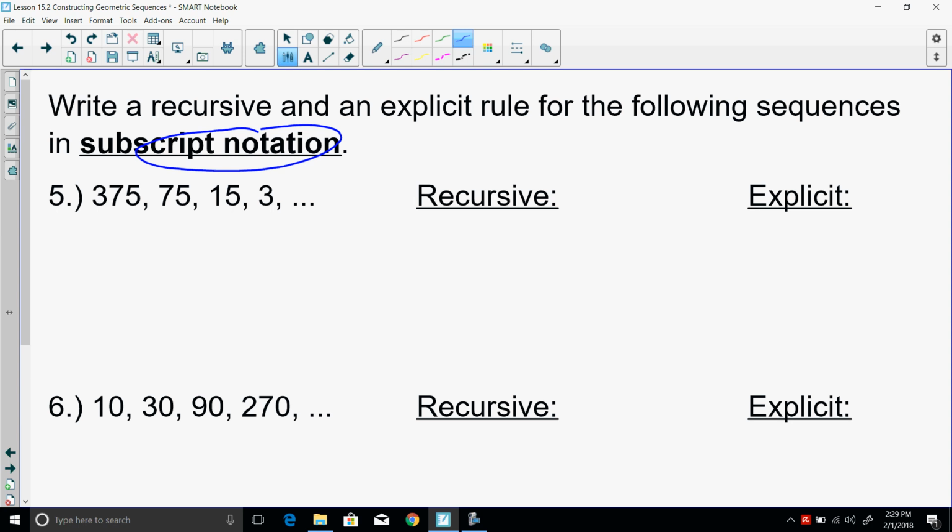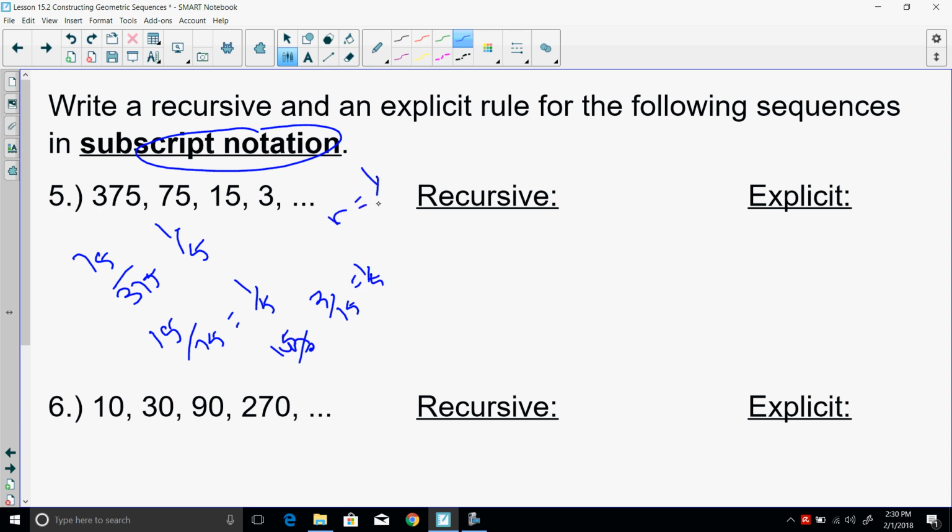And we have to find our common ratio. So I'm going to take 75 divided by 375, and that is going to give me 1/5, which is also equal to 0.2. Then I'll take 15 over 75, and that's also equal to 1/5. And if I take 3 over 15, that is also equal to 1/5. So my r value here is 1/5.